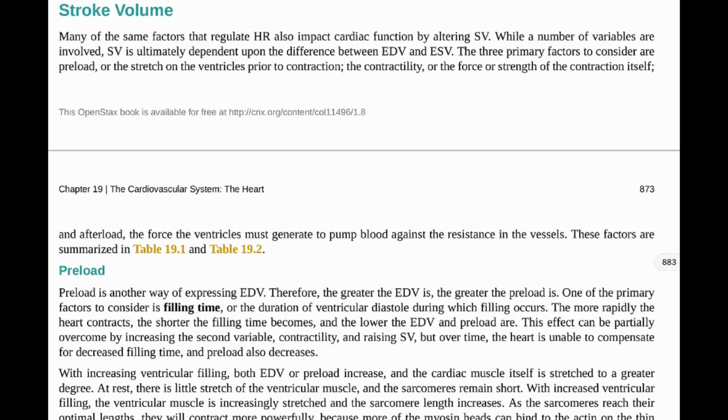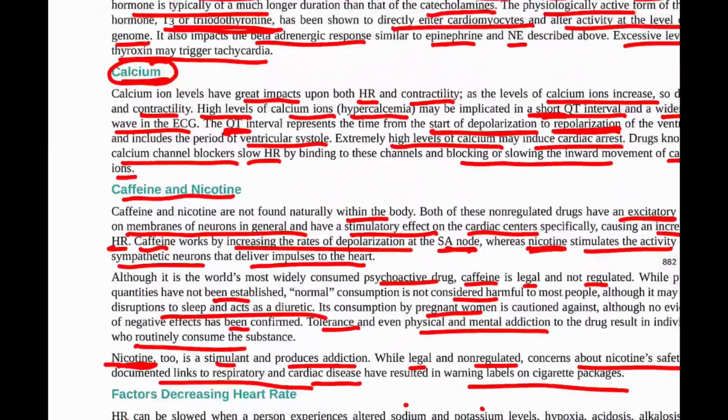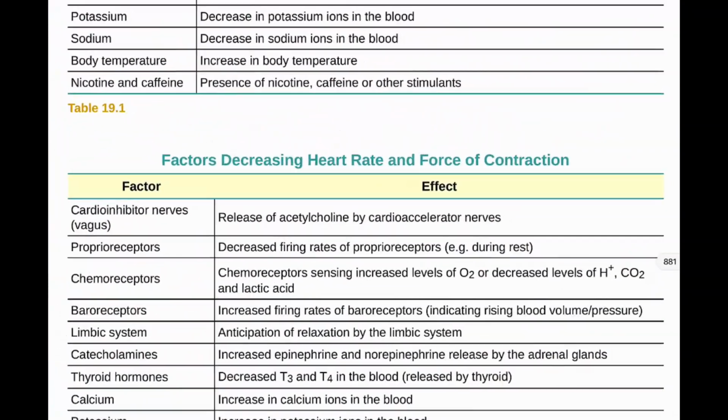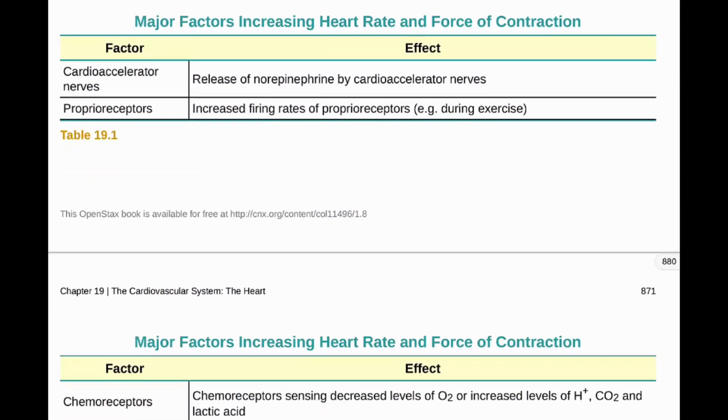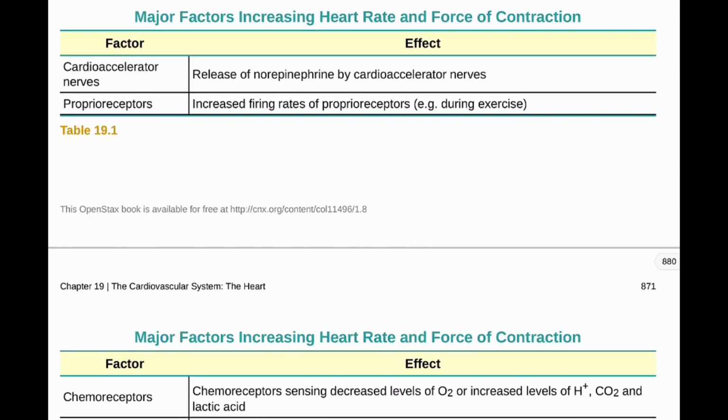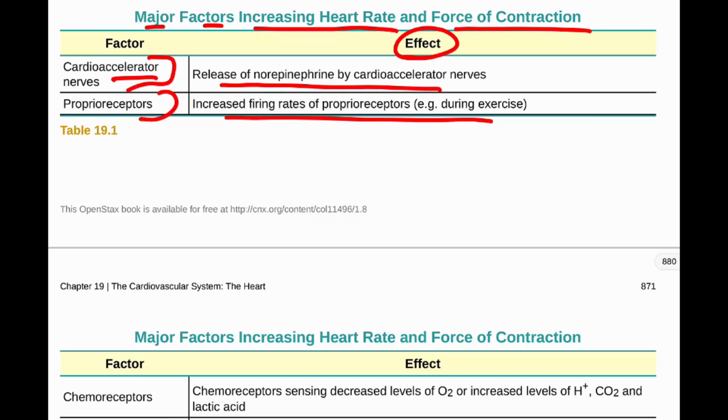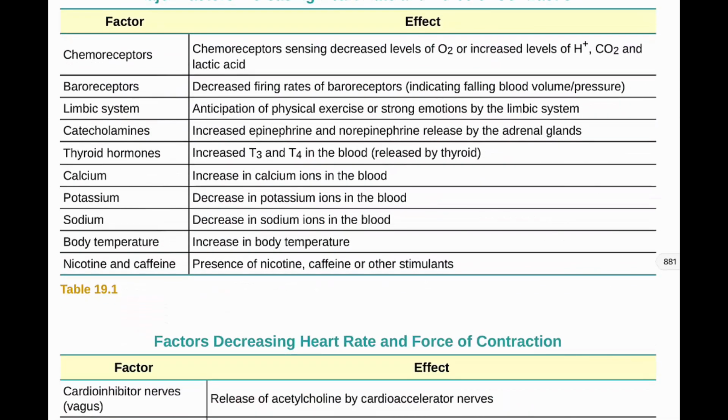All right, so if we go back up to the charts here, let's see. All of what we just spoke about is summarized in these charts. So we have our cardioaccelerator nerves here, and then it talks about the effect. These are major factors that are increasing heart rate and force of contraction. Cardioaccelerator nerves, how they do that. Proprioceptors, how that's done. So you should know all of these things. We just spoke about them.